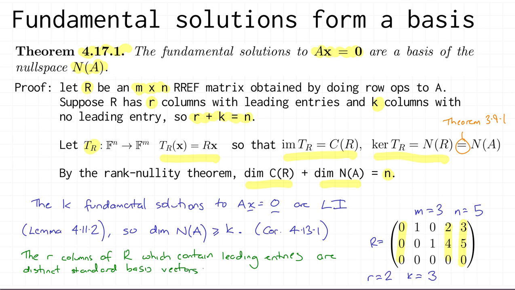So to go back to our example on the bottom right of the screen there, it's columns 2 and 3 which contain leading entries, and you can see that columns 2 and 3 are distinct standard basis vectors. Column 2 is 1, 0, 0, and column 3 is 0, 1, 0. Now the standard basis vectors are linearly independent because they form a basis. So what can we say? We get that the dimension of C(R), it contains these r linearly independent things, so the dimension, again by corollary 4.13.1, is at least r. Okay, what have we got now?